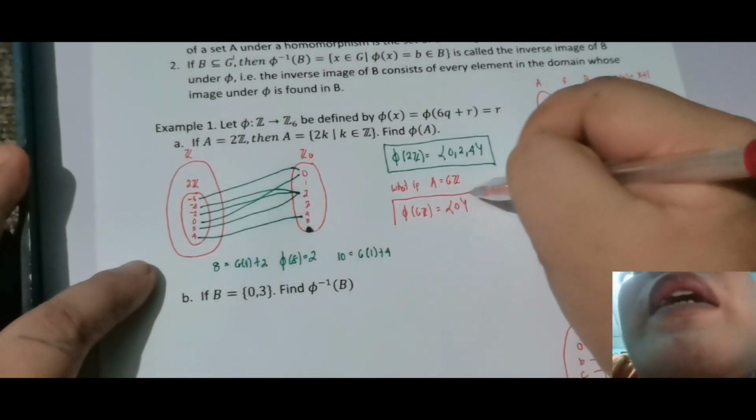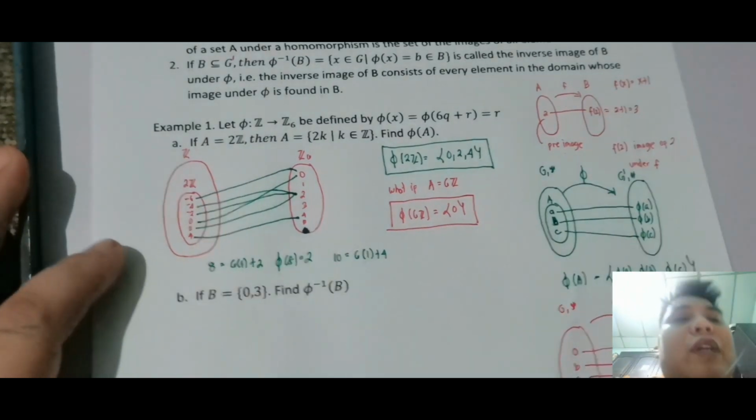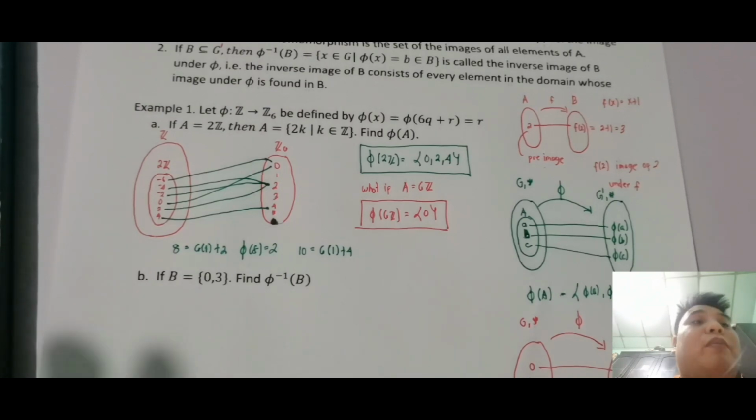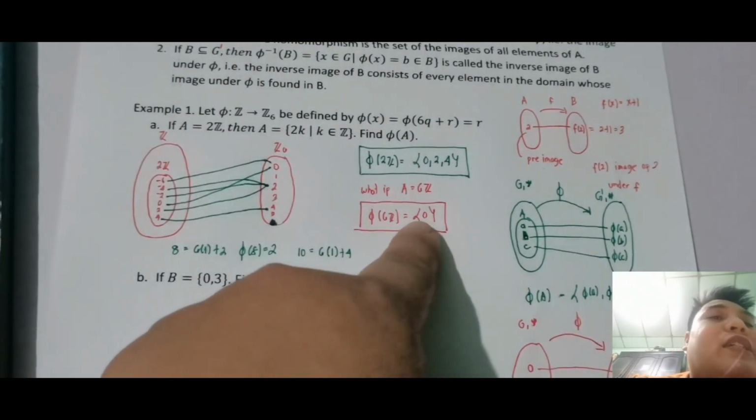Pansinin mo, ano ba yung mga papasok dyan? That is 0. Ano ba element ng 6Z? 0, 6, 12, 18. So, lahat ng yun, ang remainder is 0. Negative 6, negative 12, negative 18, negative 24, 24, 30, 36, 42, 48, 54. Lahat ng yun, remainder 0 pagdating dito sa ating P function na yan. So, meaning, ang laman lang niya is just 0.